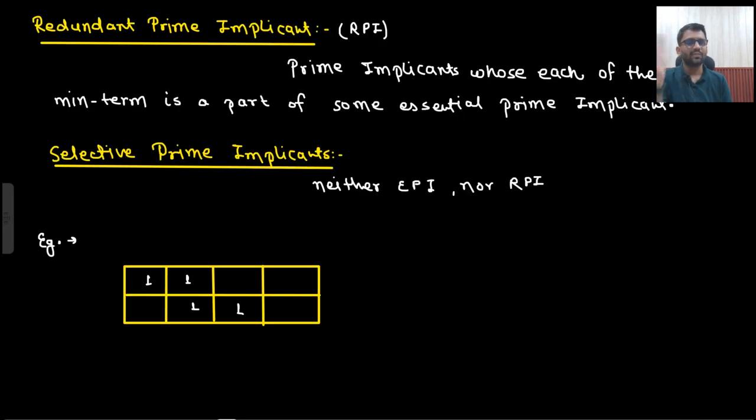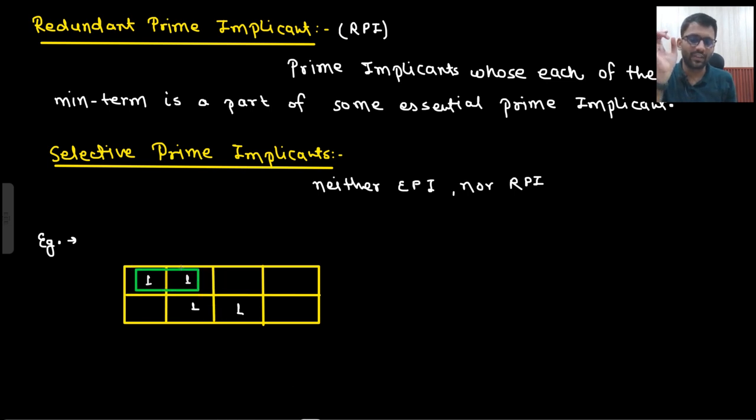There are 2 more terms which are not usually asked in the examination, but let's study it: redundant prime implicant and selective prime implicant. So what do you mean by redundant prime implicant? Read the definition carefully. Prime implicants whose each of the minterms is a part of some essential prime implicant. Each minterm should be part of some essential prime implicant. Okay, then only it will be called redundant prime implicant.